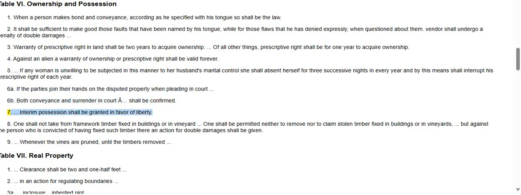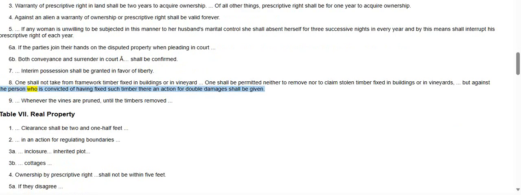7. Interim possession shall be granted in favour of liberty. 8. One shall not take from framework timber fixed in buildings or in vineyard. One shall be permitted neither to remove nor to claim stolen timber fixed in buildings or in vineyards, but against the person who is convicted of having fixed such timber there, an action for double damages shall be given. 9. Whenever the vines are pruned, until the timber's removed. Table 7. Real property.